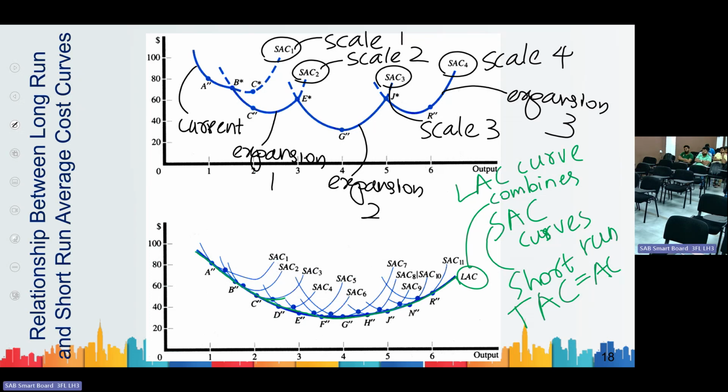So this is a zoom out, a zoom in picture. We have zoom in the picture. This is the complete picture. We have different short-run average cost curves for different scales. Scale 1, 2, 3, 4, 5, 6, 7, 8, 9, 10, 11. For each scale, we have a short-run average cost curve. By combining those short-run average cost curves, we can derive the long-run average cost curve.